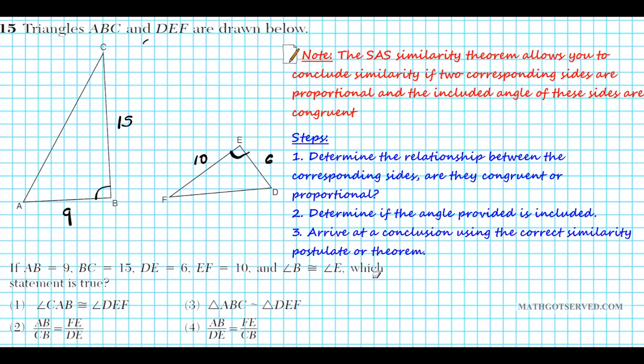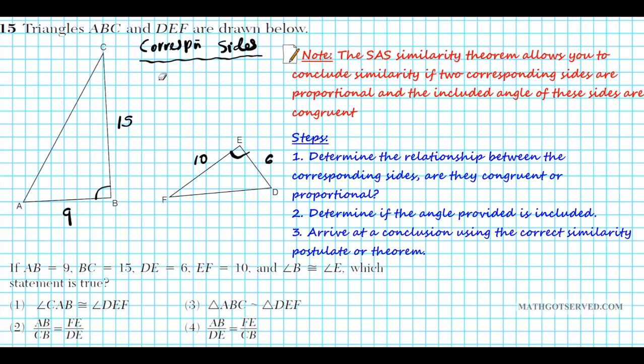And lastly, we'll arrive at our conclusion using the correct similarity postulate or theorem. Okay, so let's list our corresponding sides first. What are our corresponding sides? This is a scaling triangle, okay? So we're going to pair them by order of magnitude.